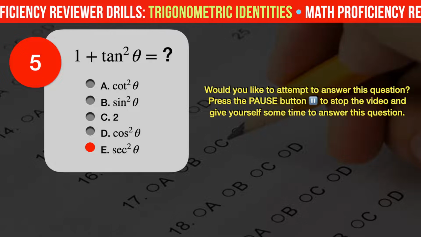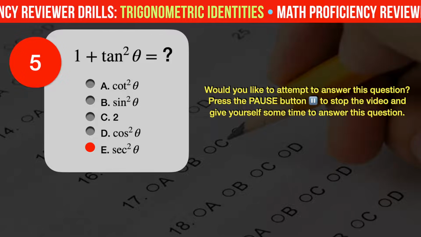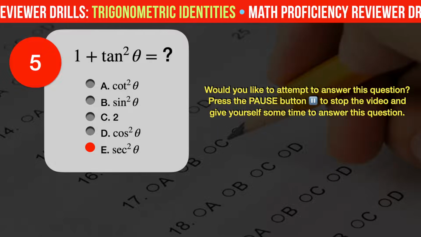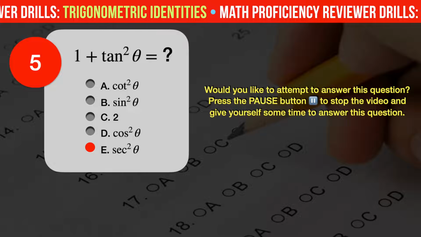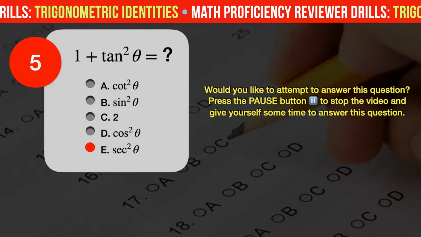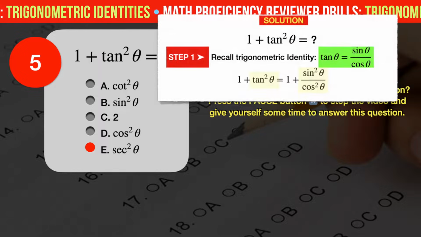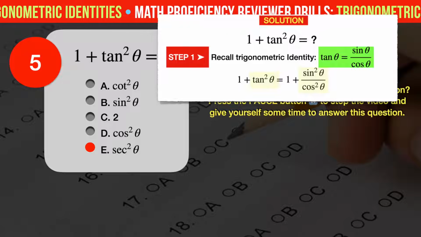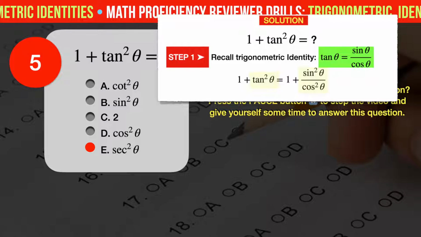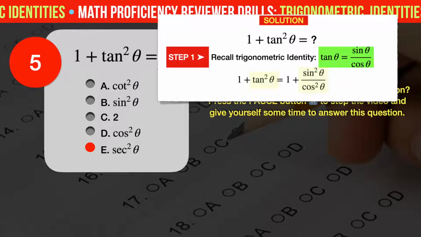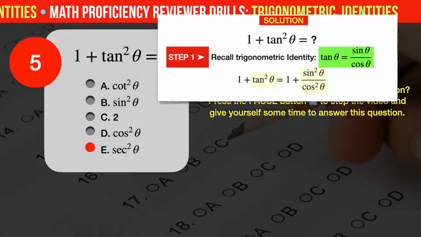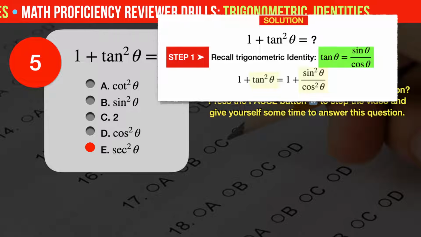Secant squared theta. This trigonometry problem was modeled on an actual question that appeared on the Mathematics Proficiency subtest of a college entrance test. First, recall from trigonometric identities that tangent theta equals sine theta over cosine theta. Therefore, tangent squared theta must be sine squared theta over cosine squared theta.